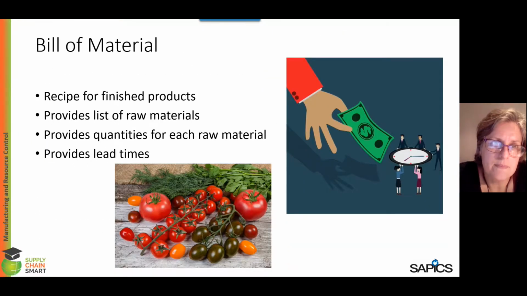The bill of material. The bill of material is your recipe for your finished product. It provides a list of raw materials and quantities for each raw material, as well as information around things like lead times and economic order quantities. A typical example of a bill of material might be the recipe for a cake. Your cake will tell you that you need a kg of flour, half a cup of sugar, 3 eggs, and 2 bottles of milk, whatever it might be. That is the bill of material for making the cake. The question then becomes, what are the lead times and other information I need for planning the manufacture of that cake?